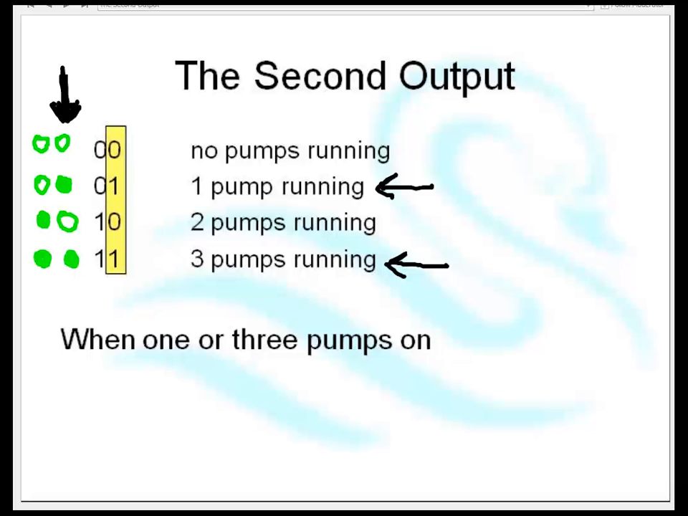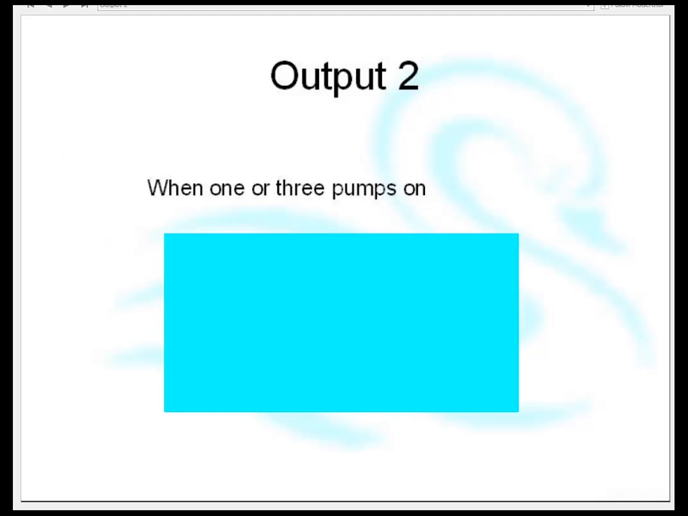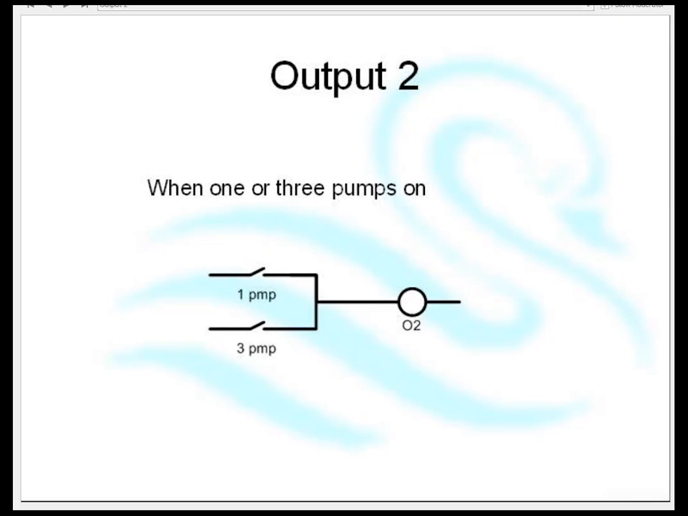So I could write an English sentence that says the green lamp comes on, the second output I mean, comes on when one of the pumps or three of the pumps. And the big important word there is or. Or means two switches wired in parallel. So we have two switches. One of the switches is called one of the pumps, and the second switch is called three of the pumps. And the circuit we end up with is those two switches wired in parallel. And when either one of those comes on, the output will come on.